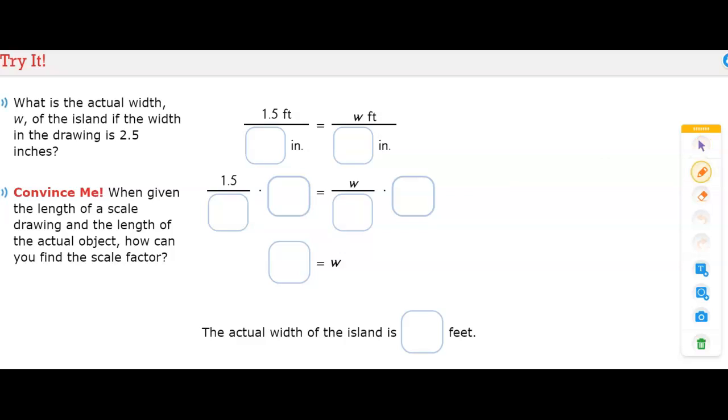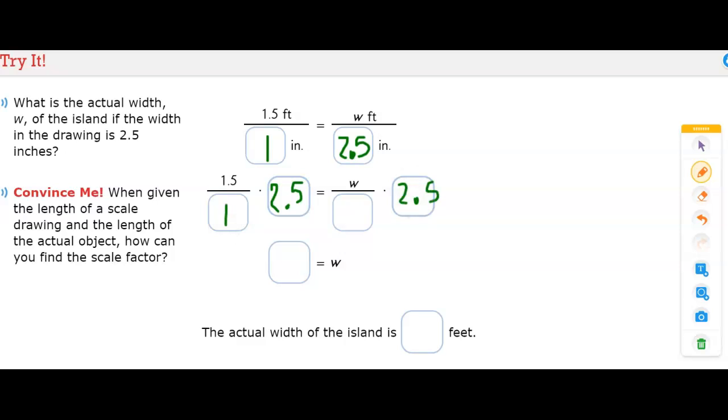So, according to the example, we have for the scale that 1 5/10 feet is equal to 1 inch. And so we need to find the actual width, if it is 2 5/10 inches on the drawing. So we need to find the actual length. We're going to do the inverse of dividing, because W feet divided by 2 5/10 inches, the inverse is multiplying. So we're going to multiply 2 5/10 on both sides.